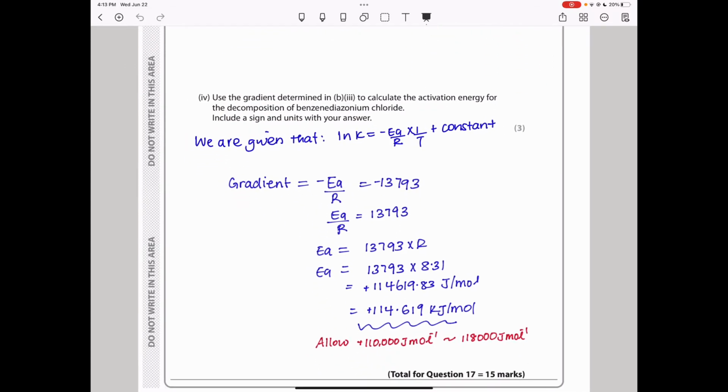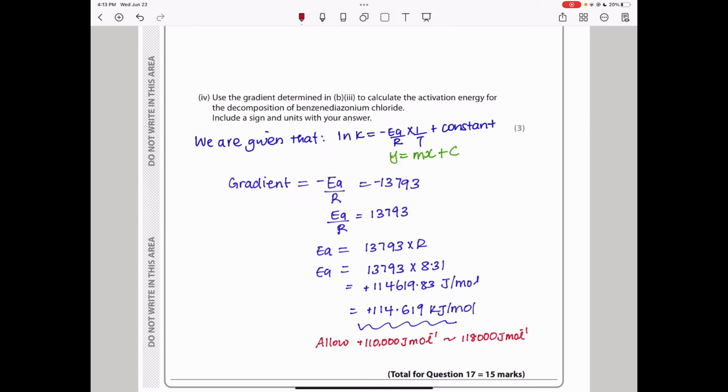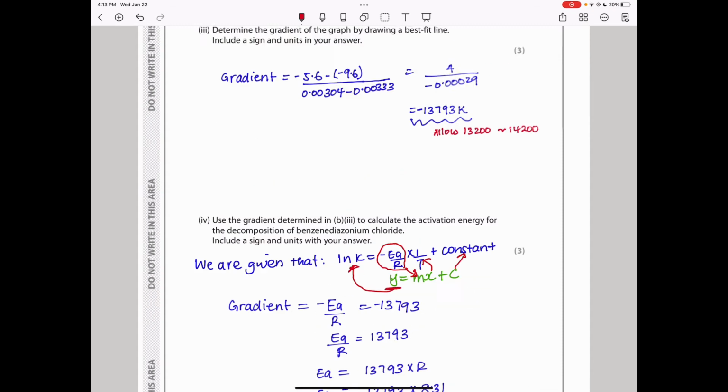So here what we have to do is, remember we were given this equation, natural log of k is equal to negative EA over R times 1 over T plus a constant. You have to remember the equation y is equal to mx plus c. Remember, again, let me use another color. This is the y-axis, so the y-axis value should be that. The x-axis value, remember it was 1 over T, and that is the constant you're looking for. So it means negative EA over R is going to correspond to the gradient, and means the gradient you're looking for should be negative EA over R.